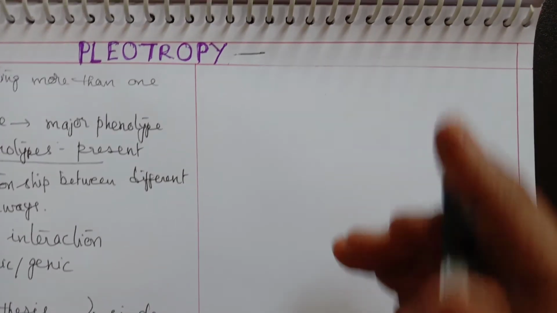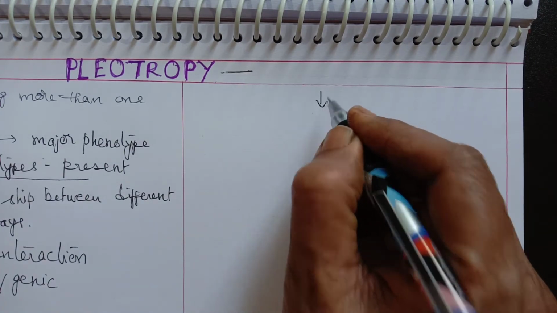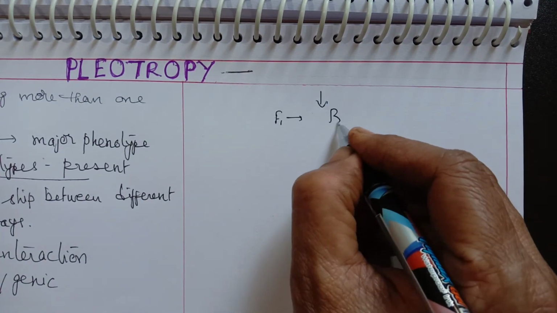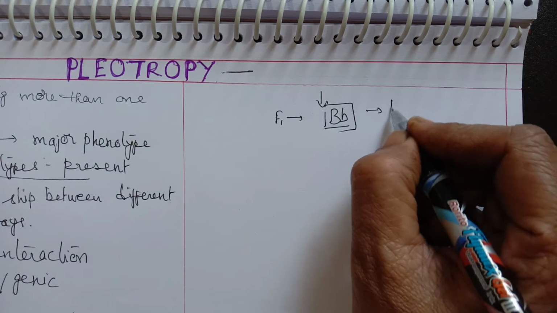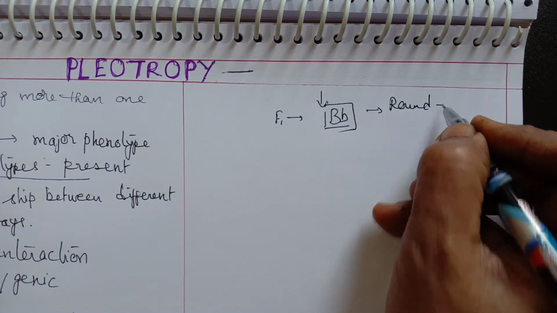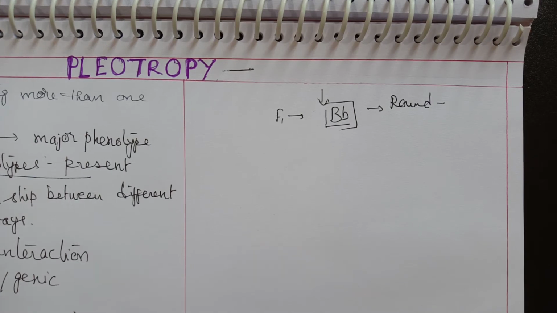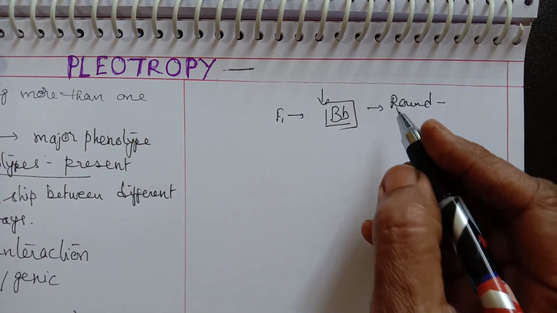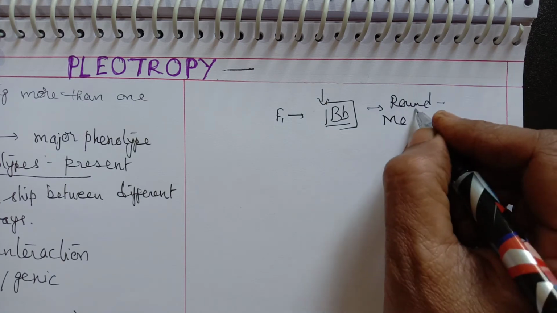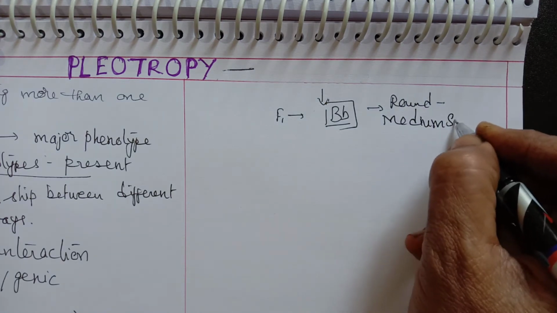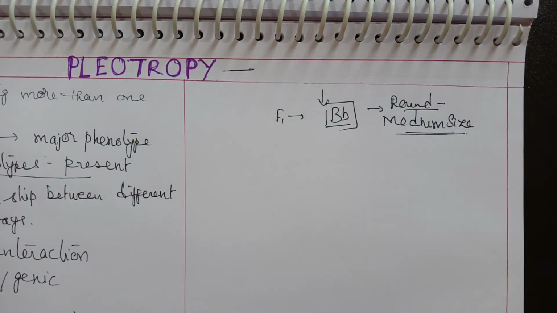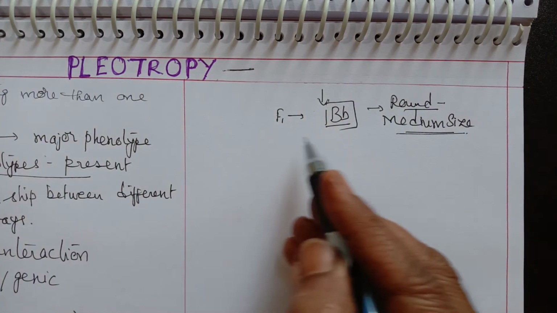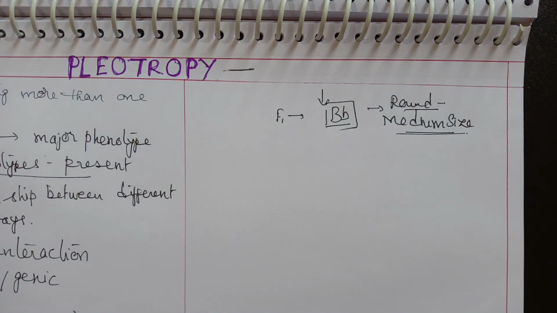Now, in the F1 generation, we find the heterozygous condition, capital B, small b. This gives a round shape of the seed, which is the dominant phenotype. And with respect to starch grains, it has been observed that a medium size of starch grains is obtained. It is neither very large nor very small.